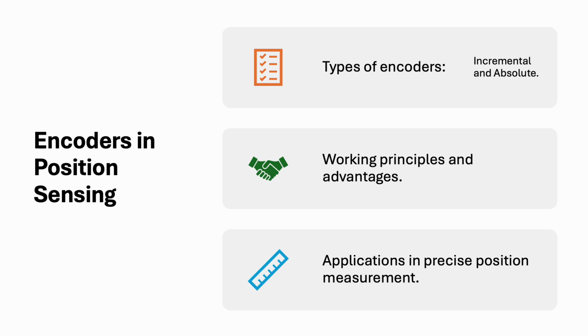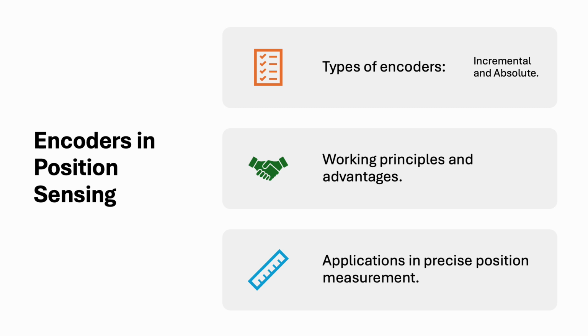Encoders in position sensing. The types of encoders are incremental and absolute. We'll discuss the working principles and advantages of encoders, and their application in precise position measurement, with a scenario. We also look at that in one scenario.